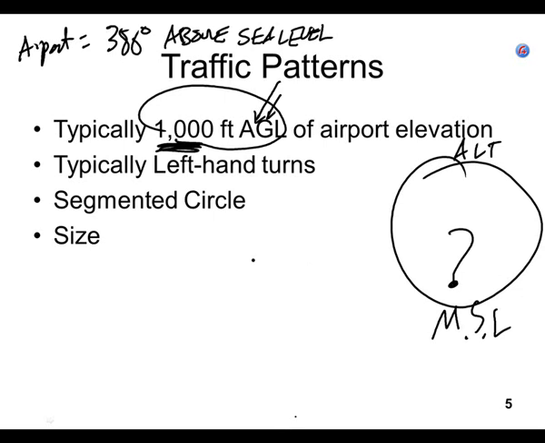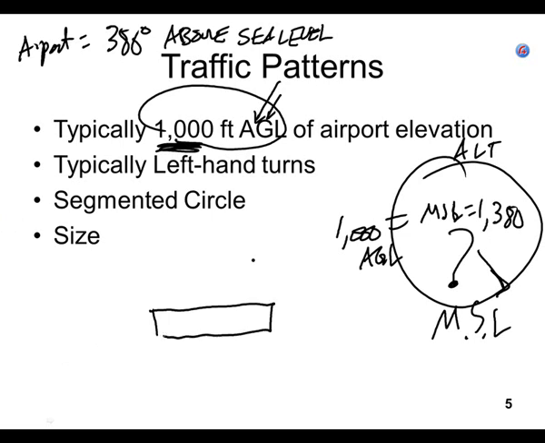No, it doesn't have anything to do with 600. 1,380. So we want it to say 1,380. And that MSL equals 1,000 AGL.